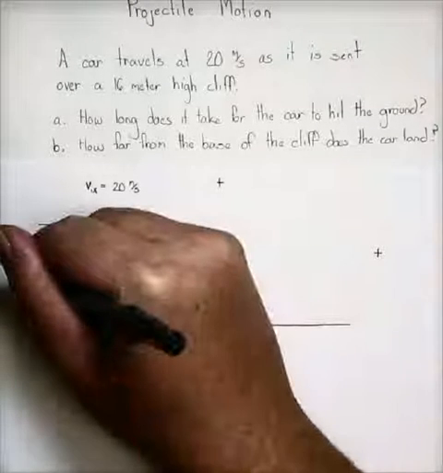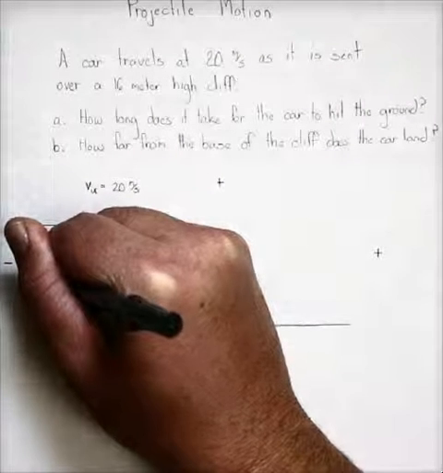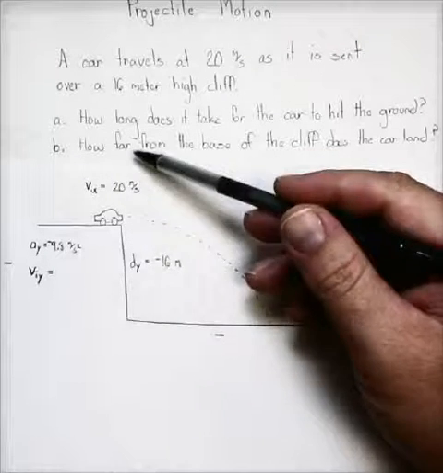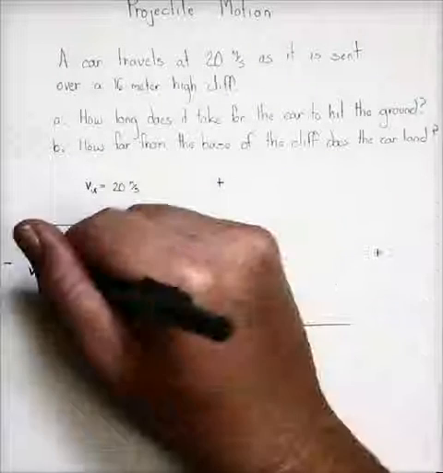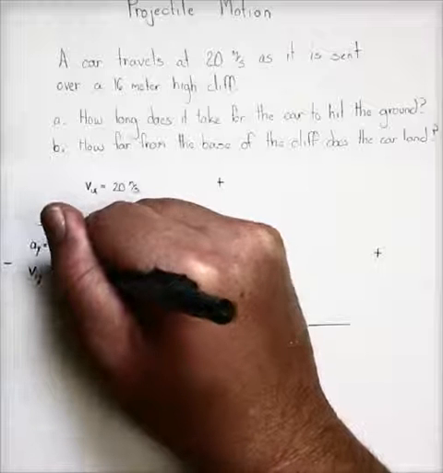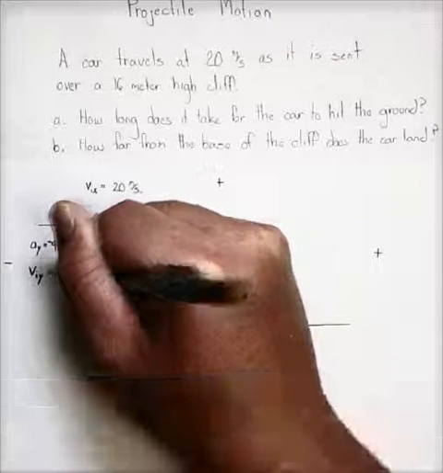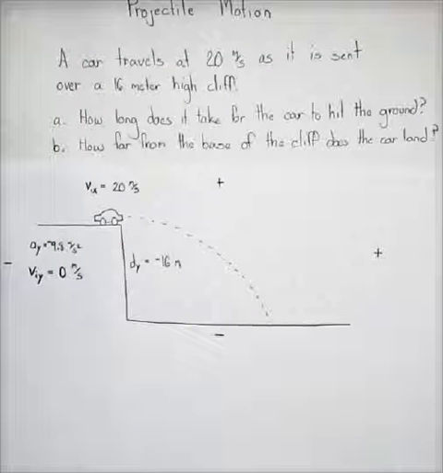And stop and consider this. Do I know the initial speed in the y direction? How quickly is this car moving up or down? It isn't. So the initial speed in the y direction is 0 meters per second. Now with that, we're ready to go ahead and tackle this problem.